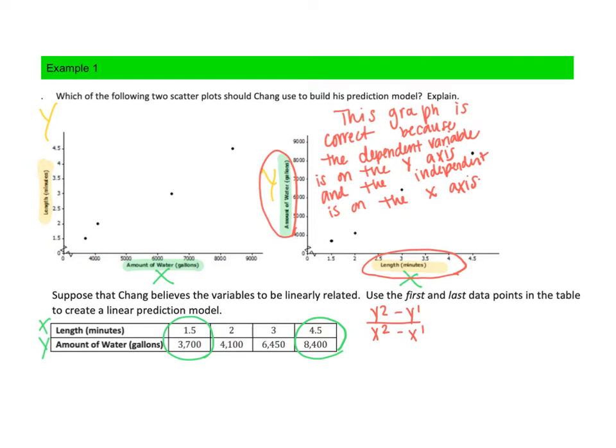Okay, so my y2 value is 8,400 minus my y1 value, which is 3,700, over x2, 4.5, minus x1, 1.5.